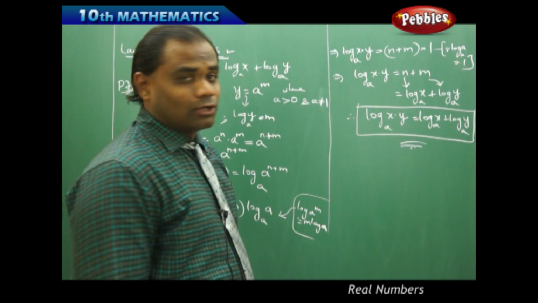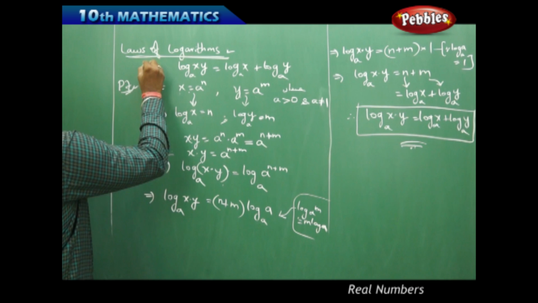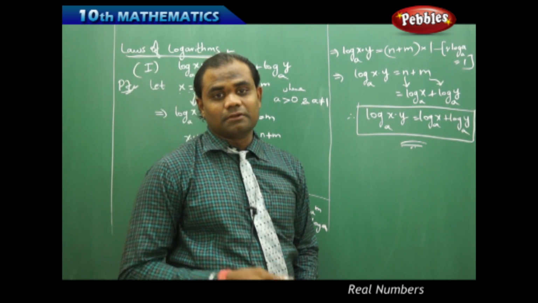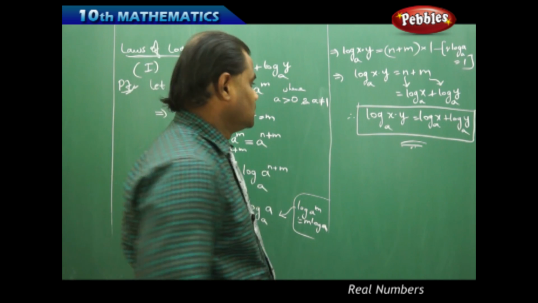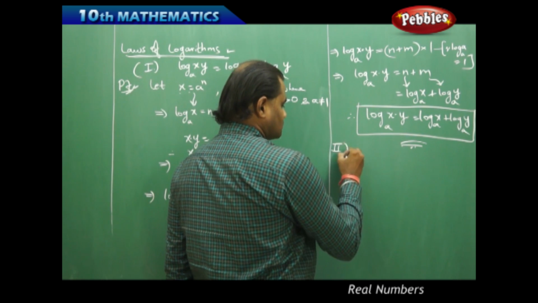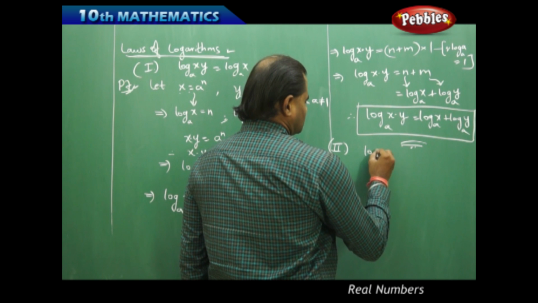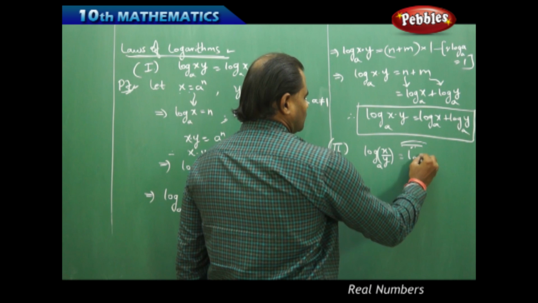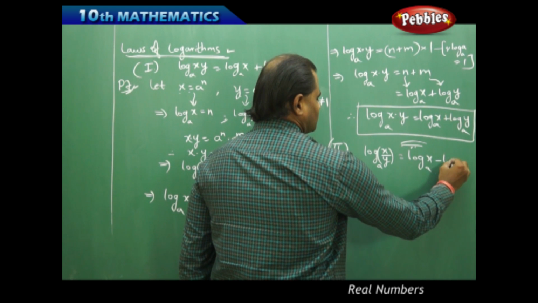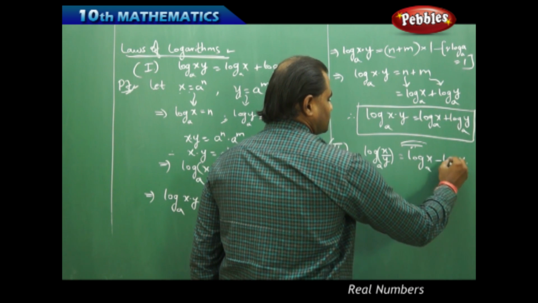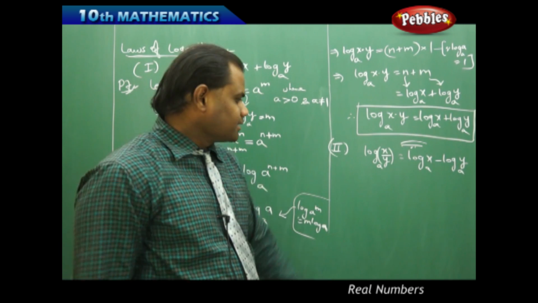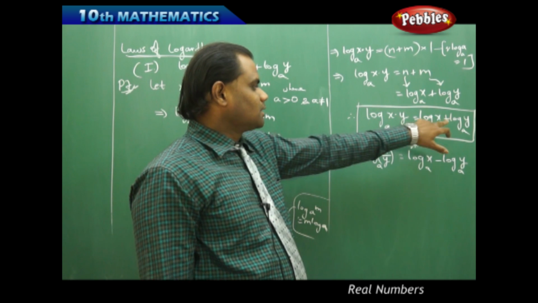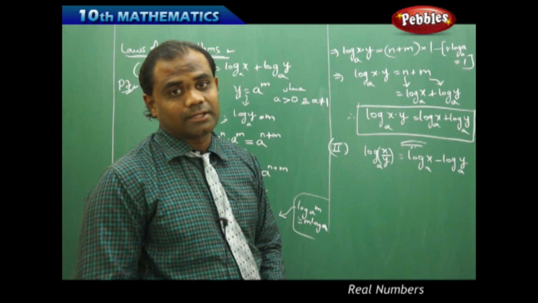Now, coming to the second law. The first law of logarithm is what we have seen in the previous case. Similarly, we will see the second law of logarithm, which states that log x by y to the base a will be log x to the base a minus log y to the base a. So when I take the division, it comes out as subtraction, and the multiplication comes out as addition, is how we understand the properties.